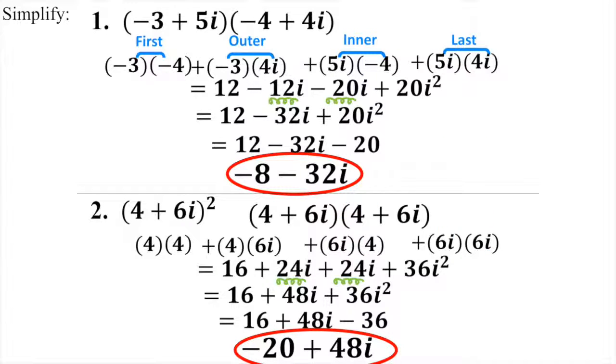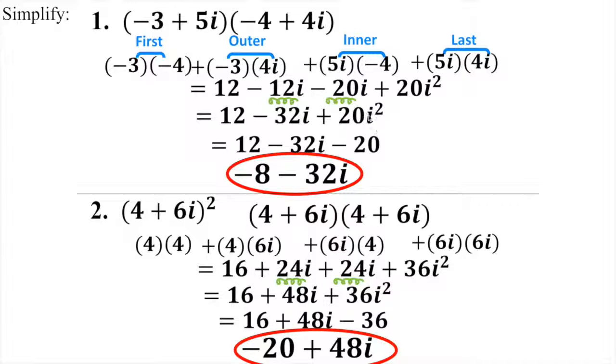Check your answers here. Hopefully you identified that this one was 4 plus 6i times 4 plus 6i, which does not give you just 16 plus 36i squared. We end up with this 24i and 24i that we have to combine. Hopefully you're getting in the habit, at this point, of writing the real number first, then the imaginary component afterward.